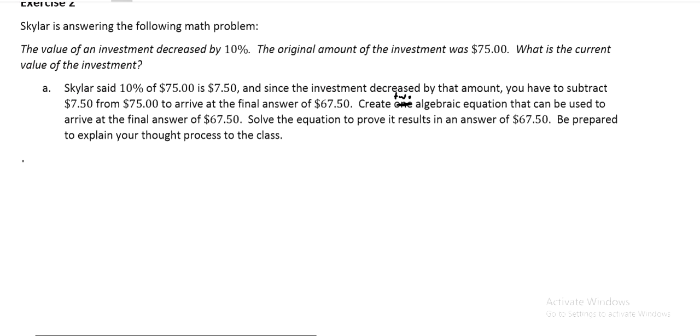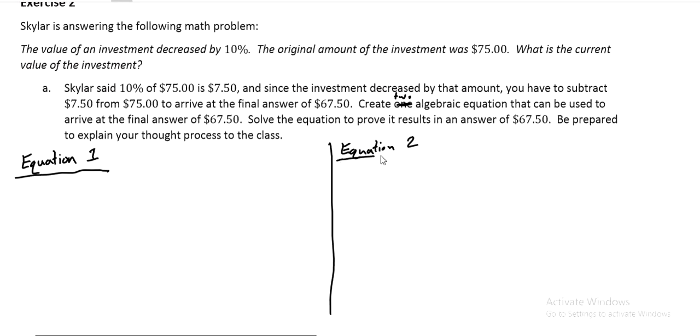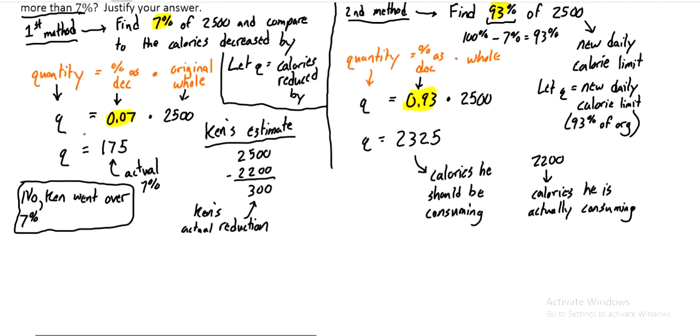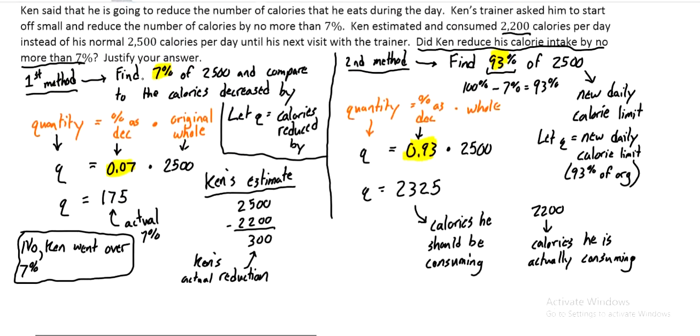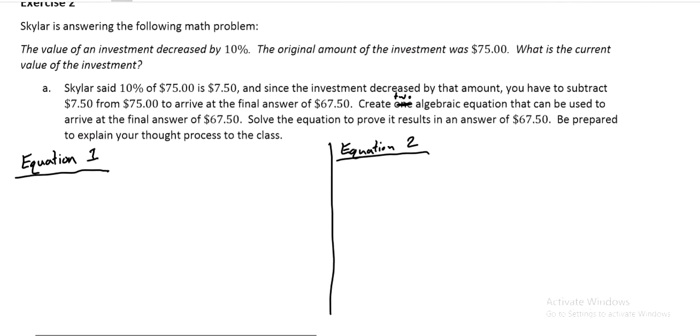So let's do equation 1 over here, and we'll do equation 2 over here. So equation one is going to work similar to how we did the first method up here, meaning that we're going to find the 10% amount first, then we'll subtract that amount from 75.